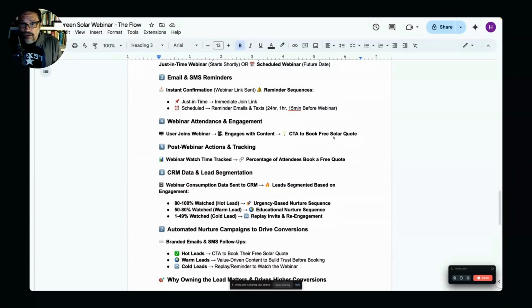So moving on. Now we've kind of gone through the whole process, right? The individual registers. We know what brought them in. They're going to engage with the content. We have the perfectly scripted framework already dialed in. We're building trust. We're making the invitation. They have an opportunity to book a free solar quote.